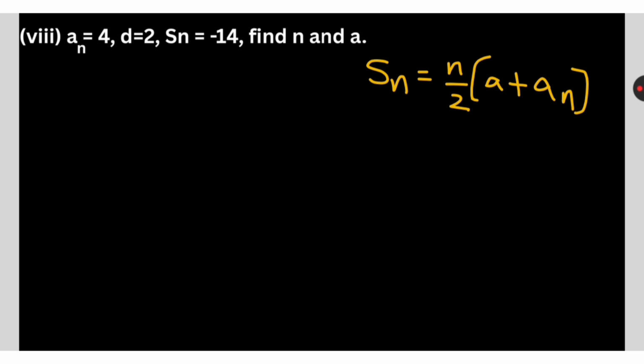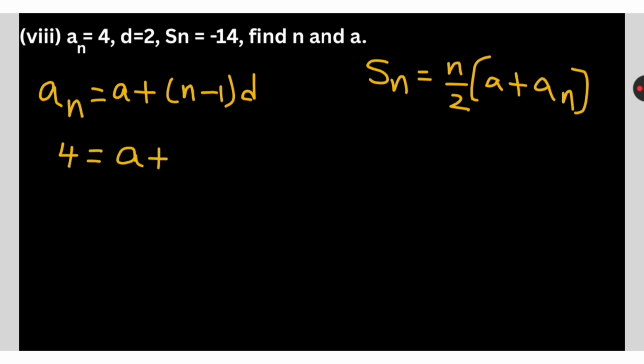How can we find the first term? Here we have the nth term, so using the an formula, let's try to find the first term. an equals a plus n minus 1 times d. The nth term is 4, so that is equal to the first term a, which we don't know, plus n minus 1 times the common difference 2. If you open the bracket, it is 2n minus 2. If you send this minus 2 to the left hand side, it becomes plus 2. So 4 plus 2 is nothing but 6.